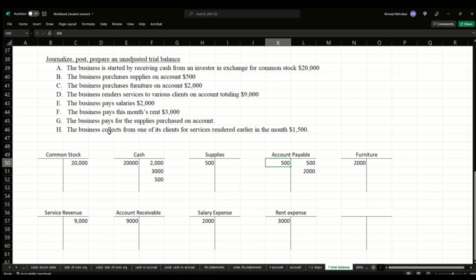And lastly, the business collects from one of its clients. If you remember, we said there were multiple, various clients, totaling 9,000. So one of its clients paid back 1,500. Paying for the service means that this company received cash for the services they have done, and so accounts receivable has to go down by 1,500. And this is basically it. We have journalized all of the entries.